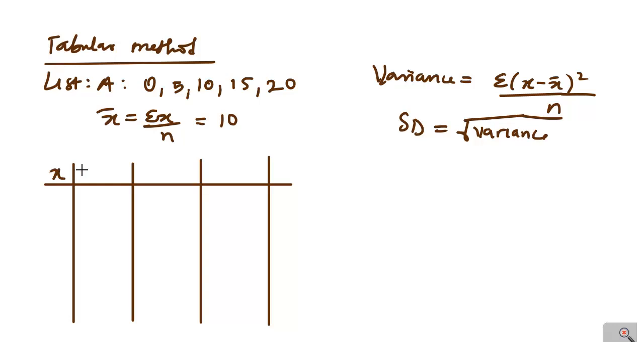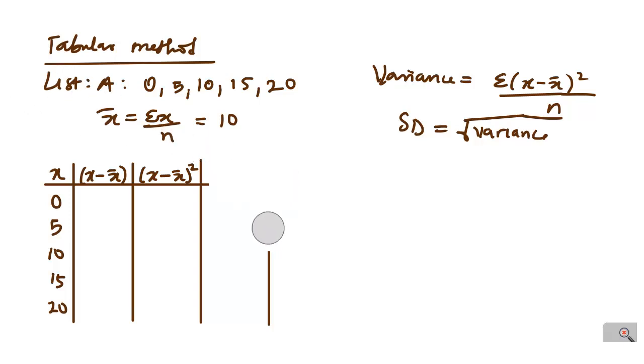So this is our x: 0, 5, 10, 15, and 20. Then the next column will be x minus x bar, that's x minus mean. Then the next one should be x minus x bar squared. All right, so that's all. This fourth column is not necessary. Okay, so now let's proceed.